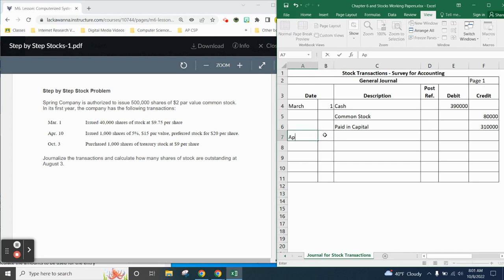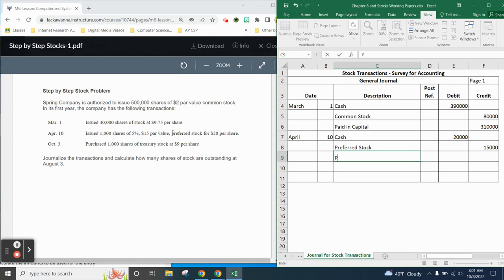The next transaction is on April 10th. For this one, we issued 1,000 shares of 5%, $15 par value preferred stock for $20 per share. Again, receiving cash. We issued 1,000 shares of stock. So I'm going to take 1,000 times 20 because that is how much we issued the stock for, $20 per share. This time we have preferred stock, not common stock. So I'm going to list preferred stock as my credit. This is going to be 1,000 times the $15 par value.